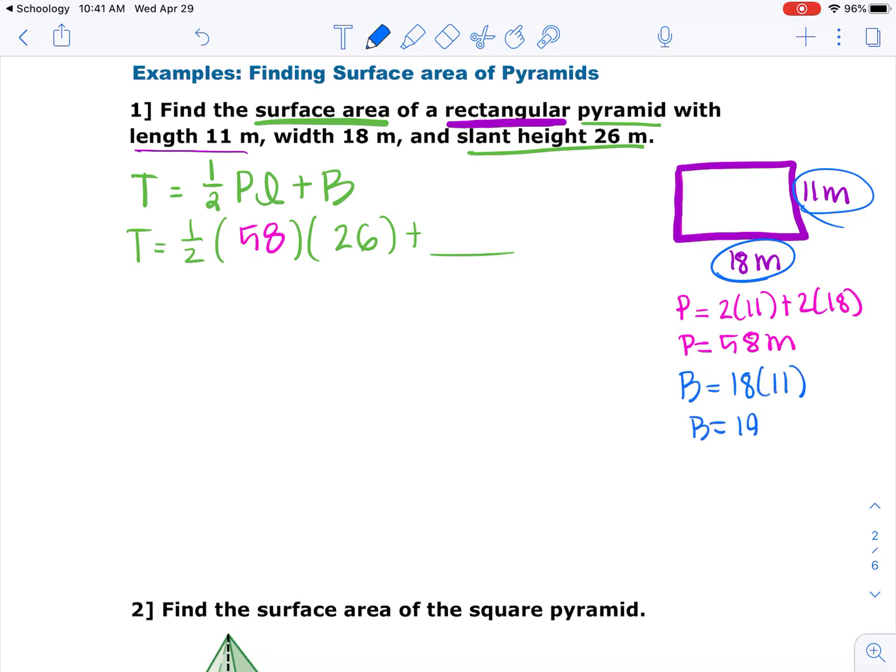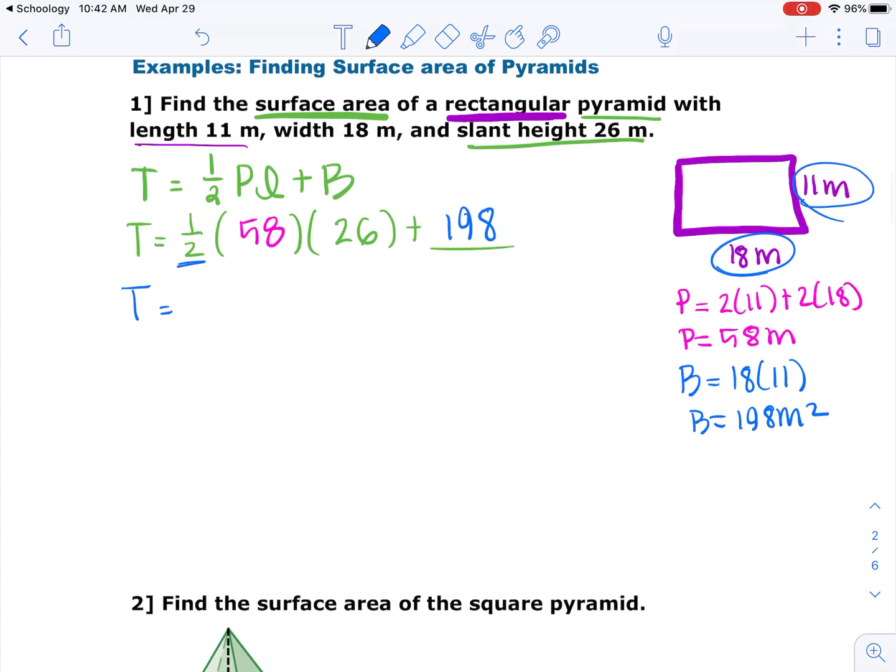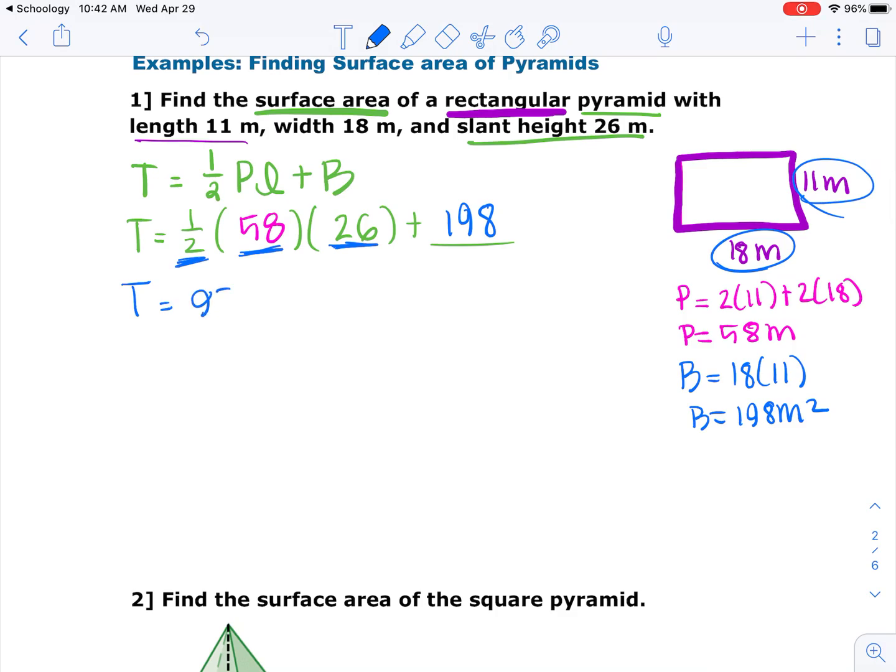So we get the area of the base is 198 meters squared. All right, I'm ready to pick up my calculator to get my total surface area. I like to do 0.5 times 58 times 26 plus 198, okay? Or you can do 58 times 26, enter, divided by 2, enter, plus 198, enter. That's just more work. But you should be getting 952 meters squared.